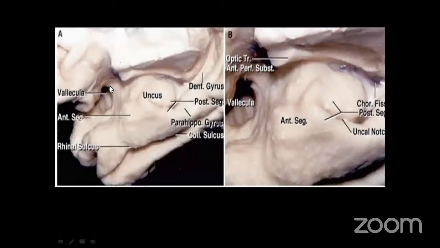So again, on the surface of the medial temporal lobe, you can see the uncus. You have got an anterior segment of the uncus and a posterior segment. We have got the parahippocampal gyrus and collateral gyrus. These gyri are actually present on the basal surface of the temporal lobe that I will be describing. Also, you can see this vallecula. It's an opening within the Sylvian fissure in the region of the temporal lobe.